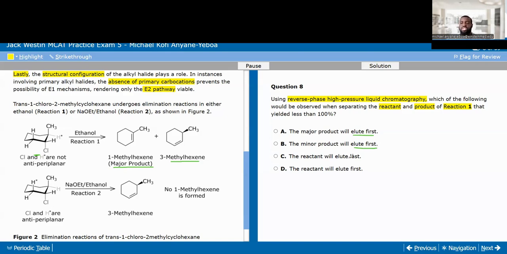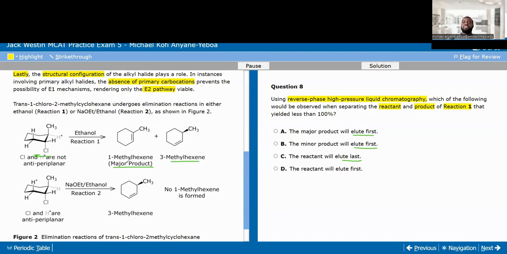The reactant will elute fast. If anything, the reactant is more polar than these 2. Remember, the polar elutes faster than the non-polar. And the smaller it is, the faster it will elute. Like, the smaller the structure or the mass is, the faster it will elute, right? Okay, so I don't think that is right. The reactant will elute first. Okay, so basically we are comparing the reactant to the product, and we're asking ourselves which one is smaller, but more importantly, which one is polar?